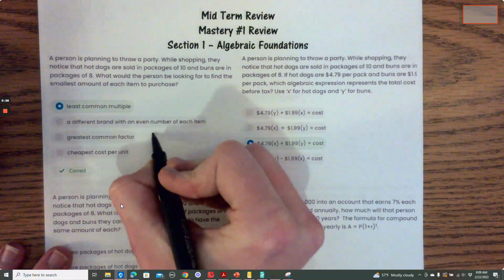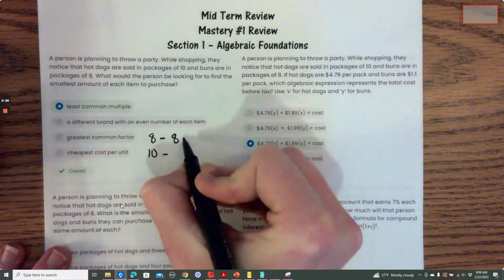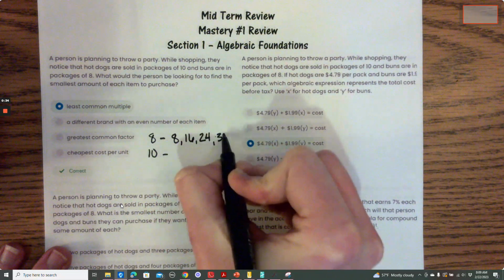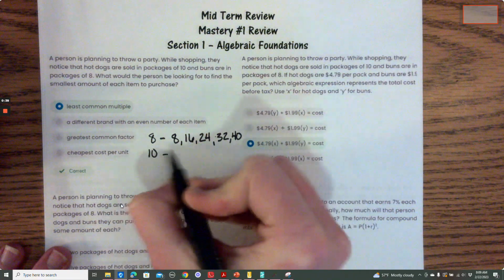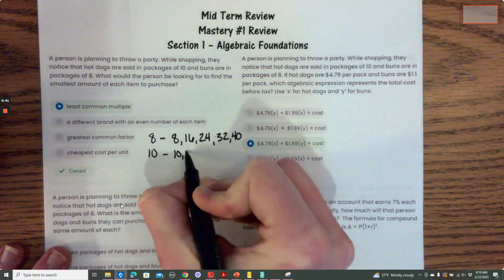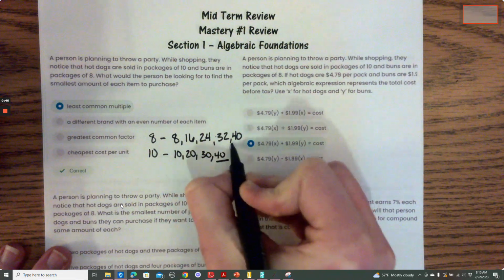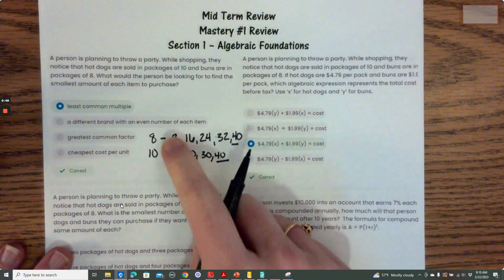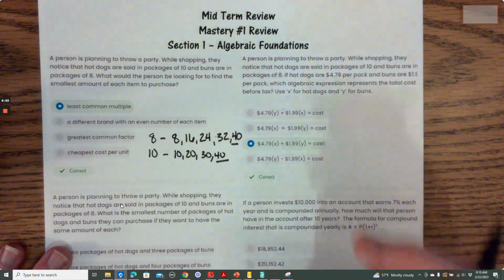So least common multiple is when you take your two numbers and you write down the multiples. So 8, 16, 24, 32, 40. Those are the multiples of 8. And so you do the same for 10: 10, 20, 30, 40. So the least common multiple, you'd have to buy 4 packages of the buns and 5 packages of hot dogs to get the same amount of items.